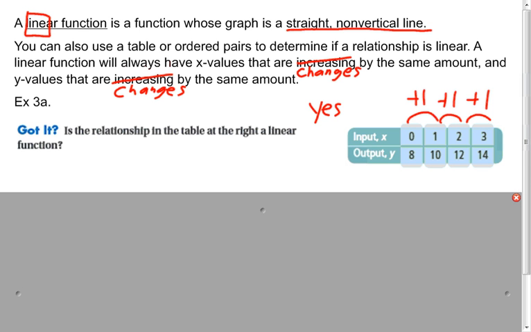What about our y values? Plus 2, plus 2, plus 2. Are my y values changing by the same amount each time? Yes, they are. If the x values and the y values are always changing by the same amount as you go across, then it is a linear function.